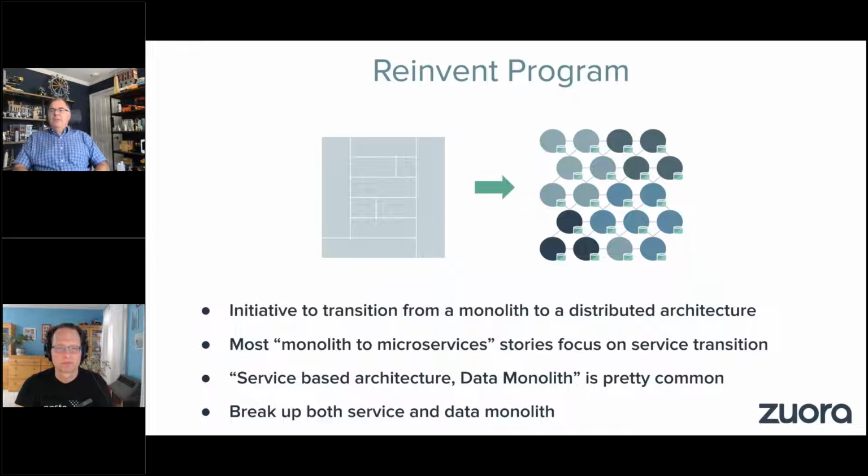That is something that wouldn't work for Zuora, because the growth of data, especially in our system, which is a multi-tenant system, had become an issue. So very early on we took on the challenge of breaking up both the service architecture and the data. And the data monolith is what I want to focus on when I talk about our distributed query engine, for which we then use Presto.